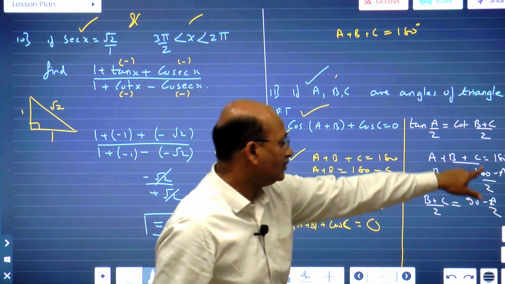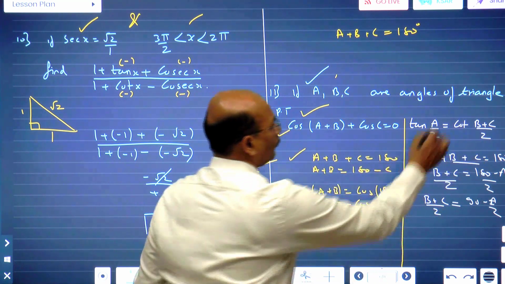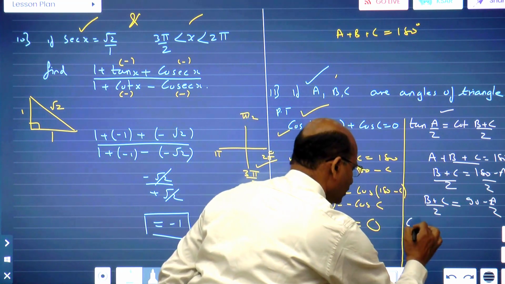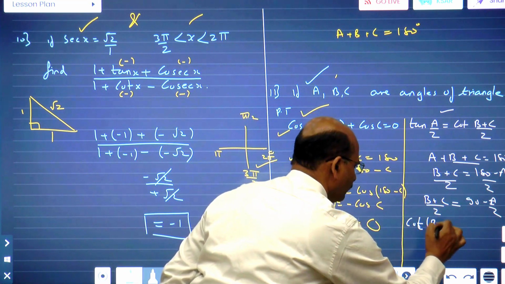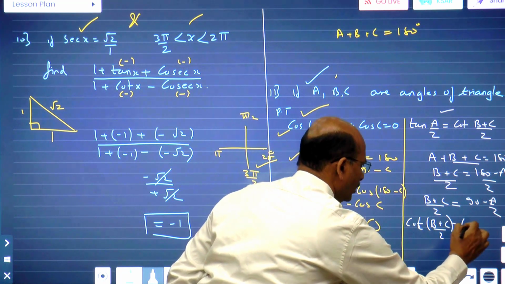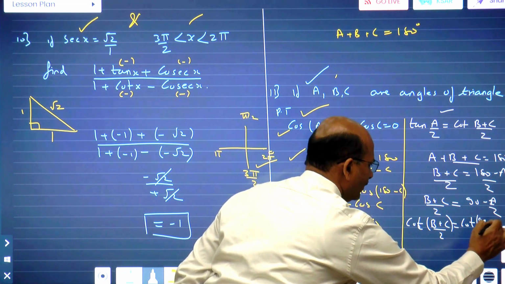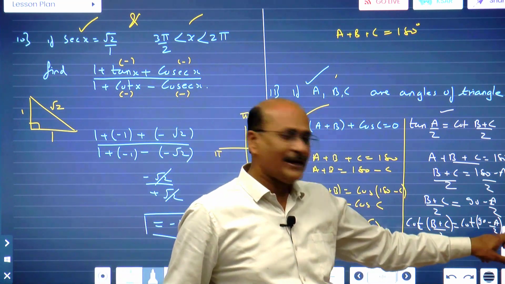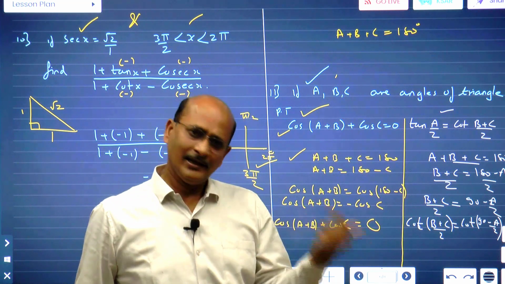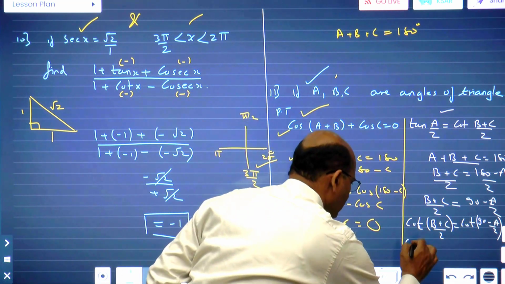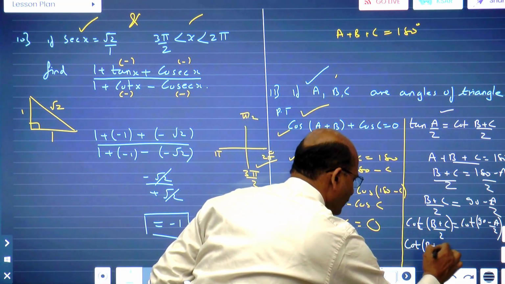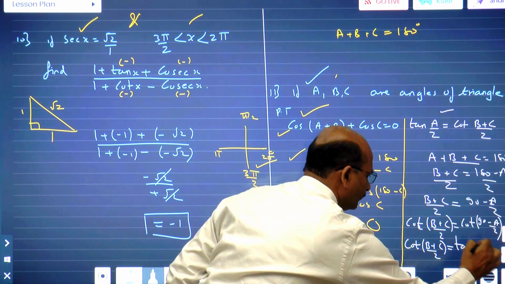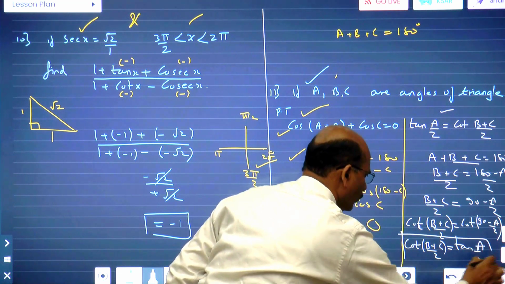Now, I want cot. With B plus C, there is cot. So, what I can do? I can take cot on both the sides. Cot of B plus C upon 2 is cot of 90 minus A upon 2. Now, you tell me, what is cot 90 minus theta? Cot 90 minus theta is tan theta. So, I can write this cot of B plus C upon 2 is tan A upon 2. Proved.